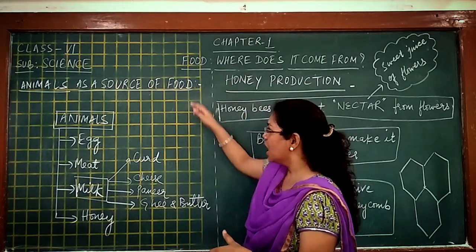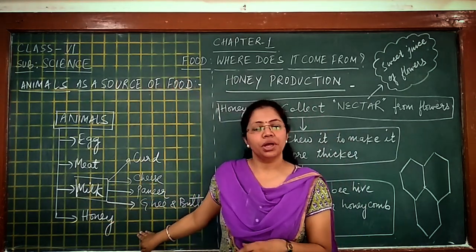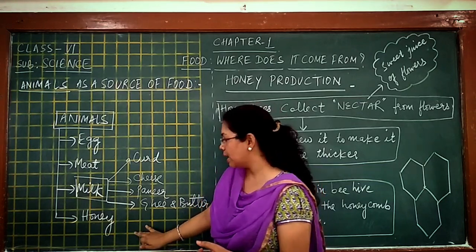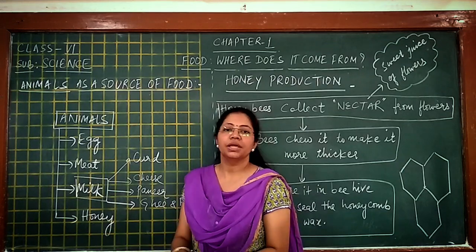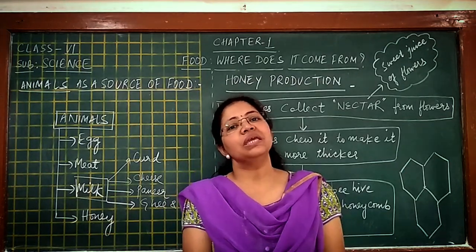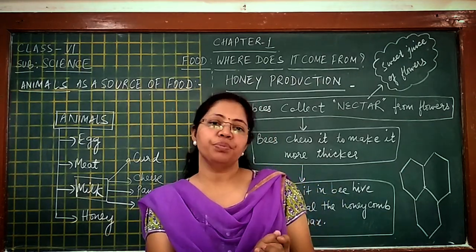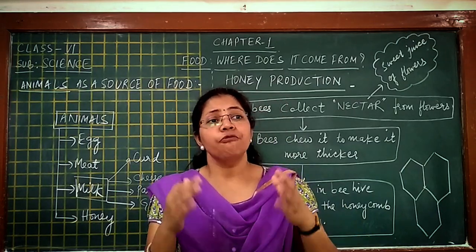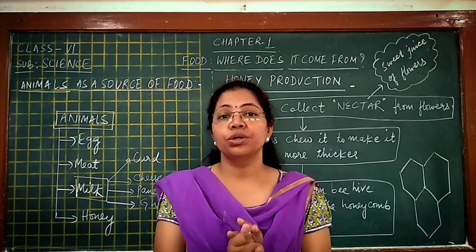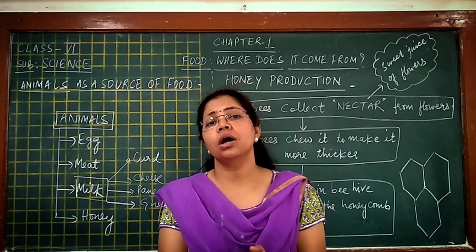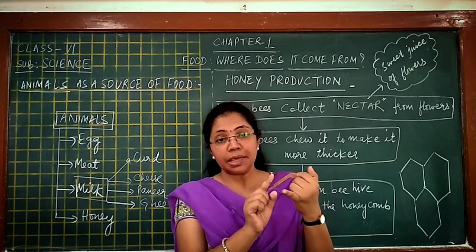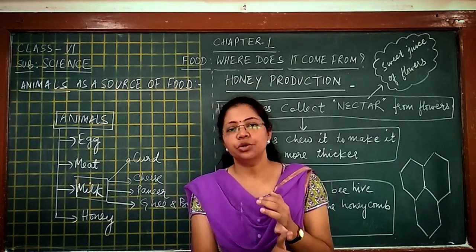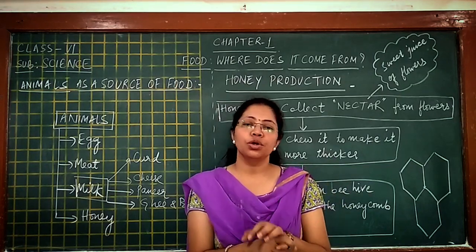Now students, out of all these important products which we obtain from animals, today we are going to talk about honey. Yes, honey we obtain from a beehive, and this honey is prepared by honey bees. Okay, so this honey is a very important animal product. It is very good for our health because it improves our digestion. It is very useful in treating many of our throat infections.